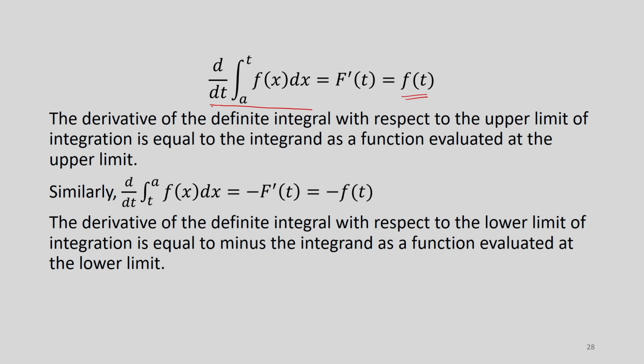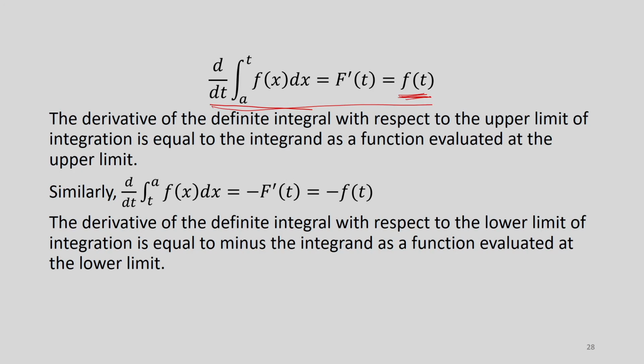So, what does this relationship mean? The derivative of the definite integral with respect to the upper limit of integration is equal to the integrand as a function evaluated at the upper limit. So, this is the integrand, small f(x), and we are evaluating this at the upper limit, small t, that is what we have got on the right hand side. That is the same thing that is written in words here.